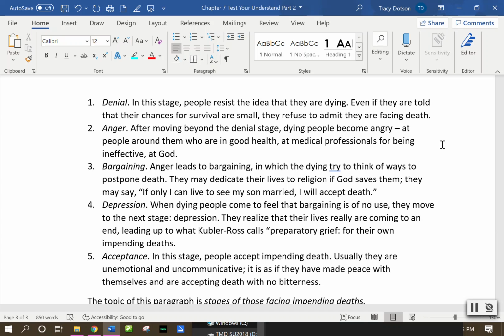3, bargaining. Anger leads to bargaining, in which the dying try to think of ways to postpone death. They may dedicate their lives to religion if God saves them. They may say, if only I can live to see my son married, I will accept death. 4, depression. When dying people come to feel that bargaining is of no use, they move to the next stage, depression. They realize that their lives really are coming to an end, leading up to what Kubler-Ross calls preparatory grief for their own impending deaths. 5, acceptance. In this stage, people accept impending death. Usually they are unemotional and uncommunicative. It is as if they have made peace with themselves and are accepting death with no bitterness.